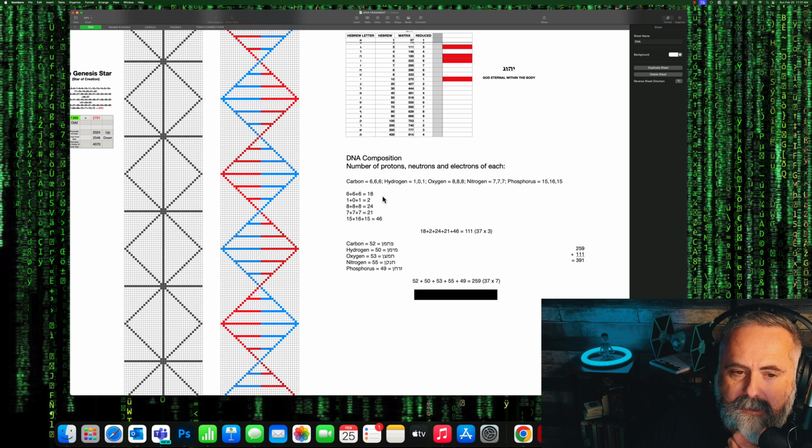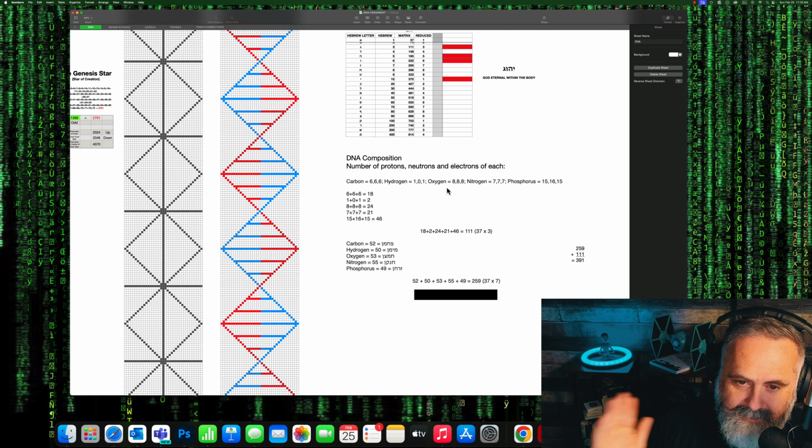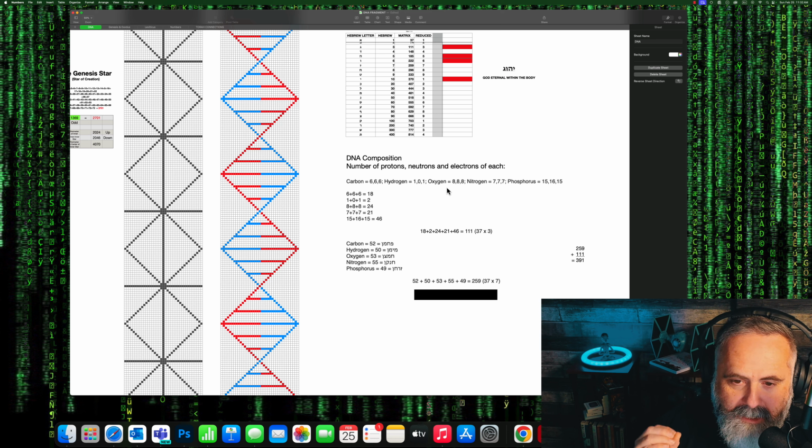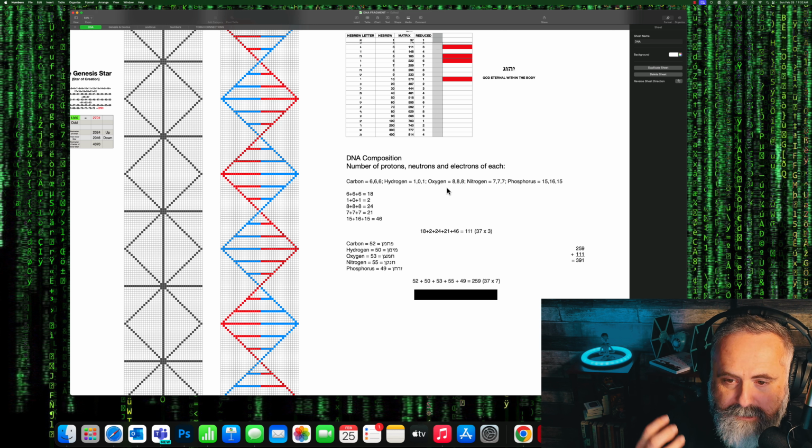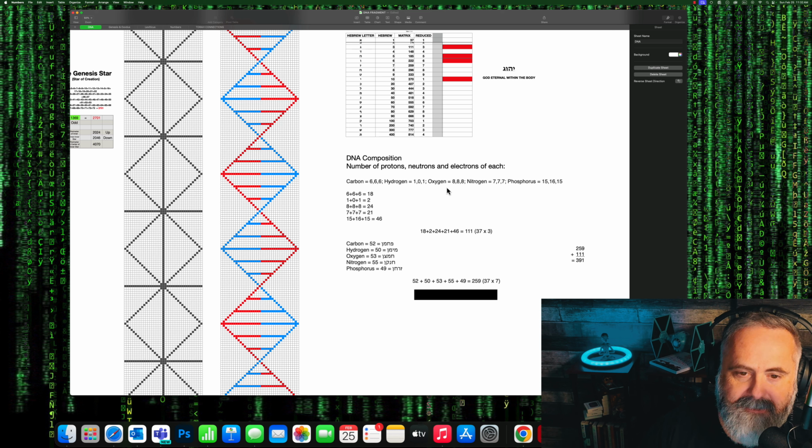Carbon has 6 protons, 6 neutrons, and 6 electrons. Hydrogen has 1 proton, 0 neutrons, and 1 electron. Oxygen has 8 across the board, so 8 protons, 8 neutrons, 8 electrons. Nitrogen is 7 across the board, so 7 protons, 7 neutrons, and 7 electrons. And then we get to phosphorus. Phosphorus has 15 protons, 16 neutrons, and 15 electrons.